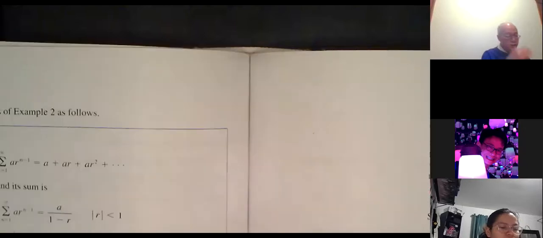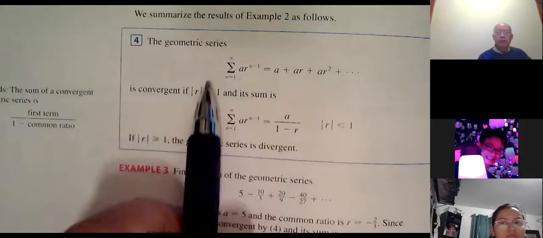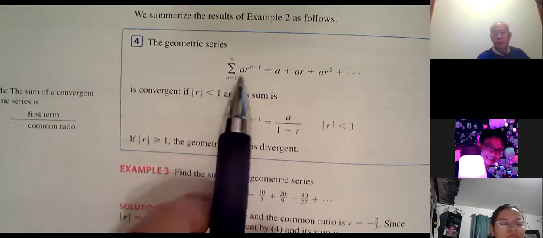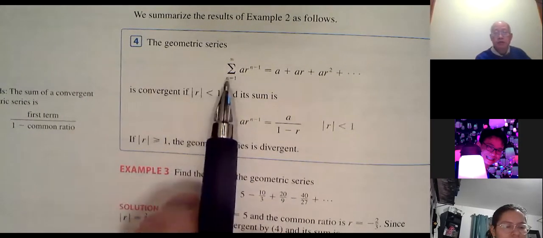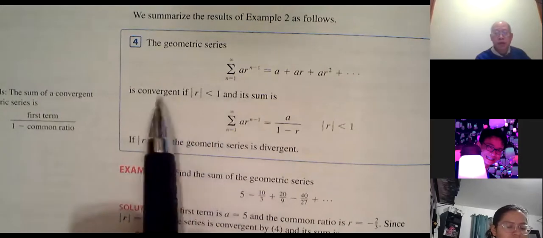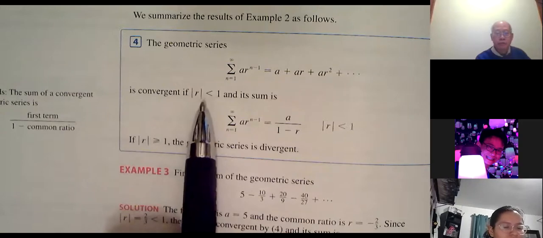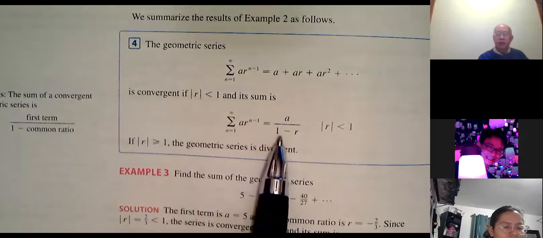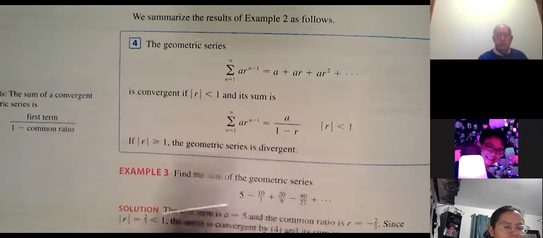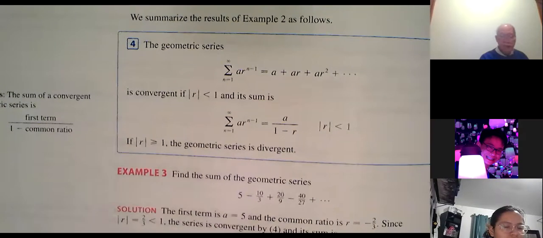All right, then other key things for a geometric series. Okay, this is the formula. You don't really have to worry about it that much. Just the idea of a geometric series: after the first term, you keep multiplying by the same thing. It's convergent if the absolute value of r is less than 1. That's like saying r is between -1 and 1. Here's the infinite sum, a over 1 minus r. If the absolute value of r is greater than or equal to 1, the series is divergent.